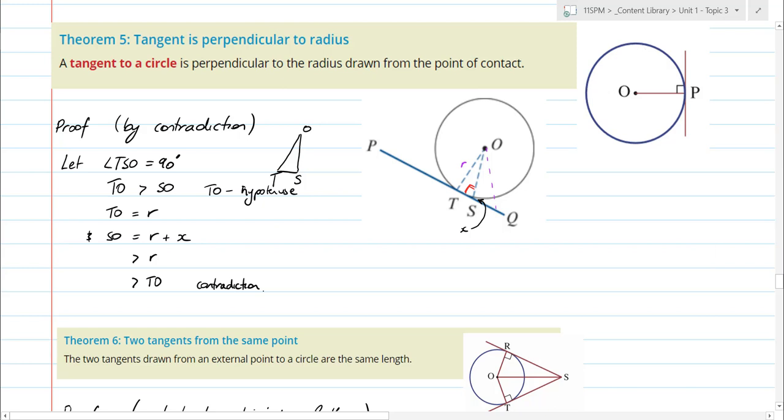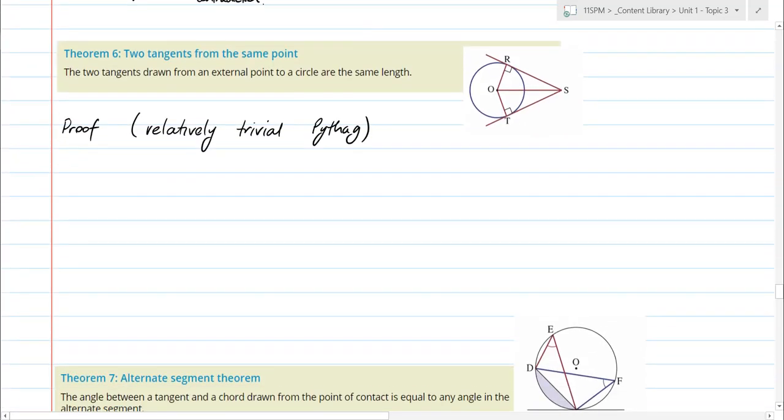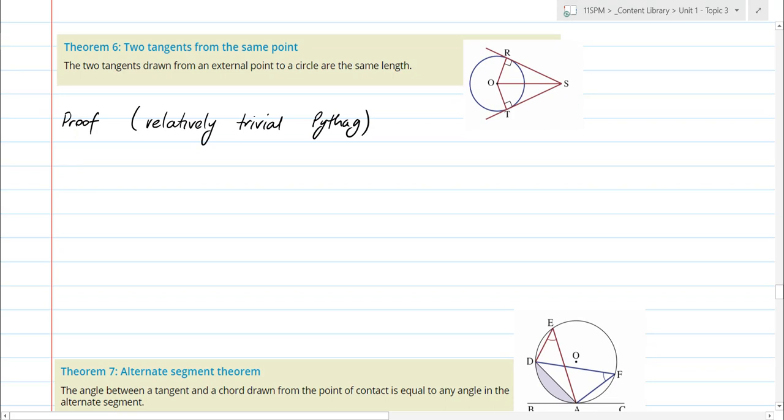This is an arbitrary list of theorems, by the way, so in some textbooks it won't be called theorem 5, it'll be theorem 7 or whatever. So just be aware of that. Here's theorem 6: two tangents from the same point are equal in length.